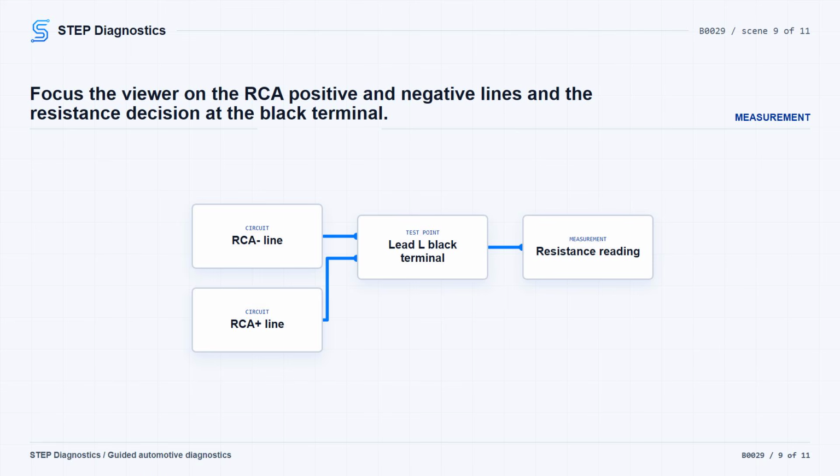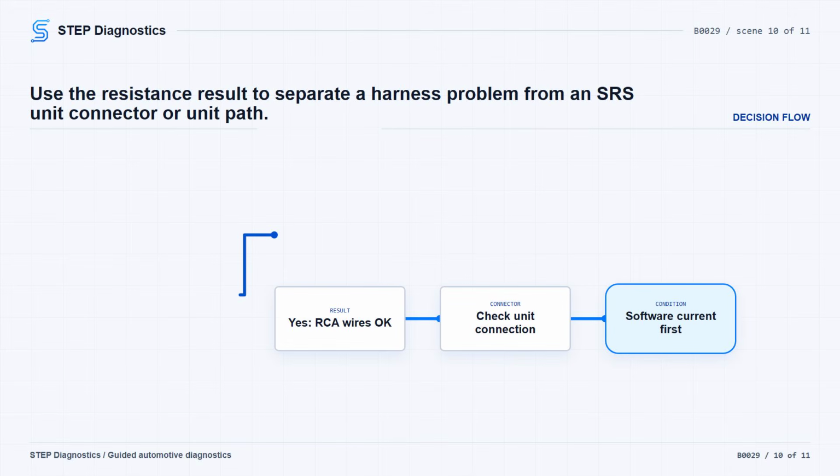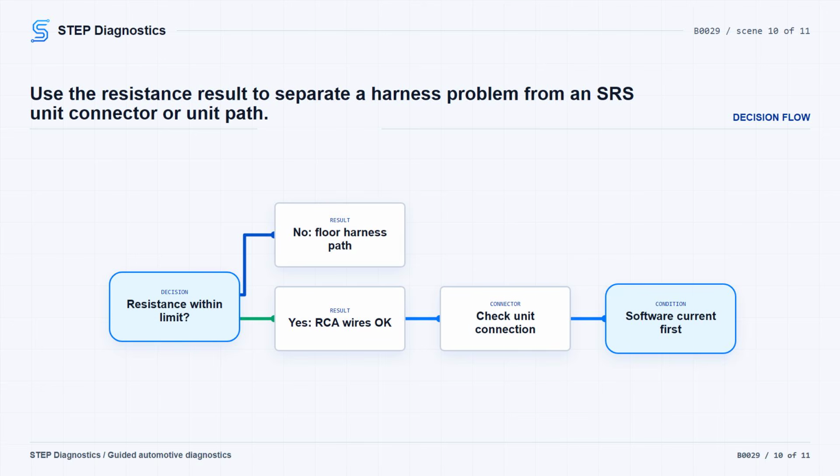The decision point is 0 ohm or less. If the measurement is 0 ohm or less, the RCA+ and RCA- wires are considered okay. At that point, inspect the connection between SRS unit connector B and the SRS unit. If the connection is okay, replacement of the SRS unit is supported, but only after the software version check and retest mentioned earlier. The follow-up wording after that point is incomplete. So if the code still does not resolve, pause. Recheck the earlier diagnostic path and avoid guessing.